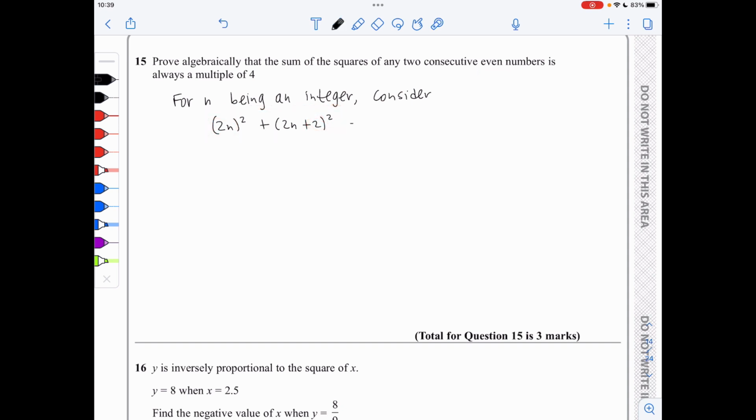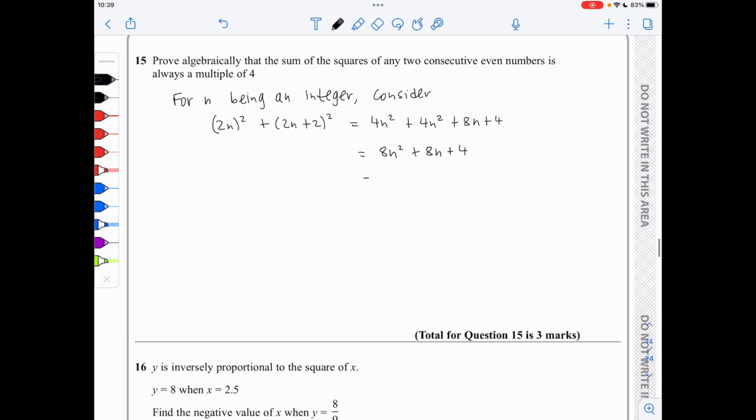So I will expand this: 4n squared plus 4n squared plus 8n plus 4, which leads to 8n squared plus 8n plus 4. I notice that there is a common factor of 4, so it's 4 brackets 2n squared plus 2n plus 1. And since this has been expressed as 4 times an integer, then I conclude that this is indeed a multiple of 4 as required.